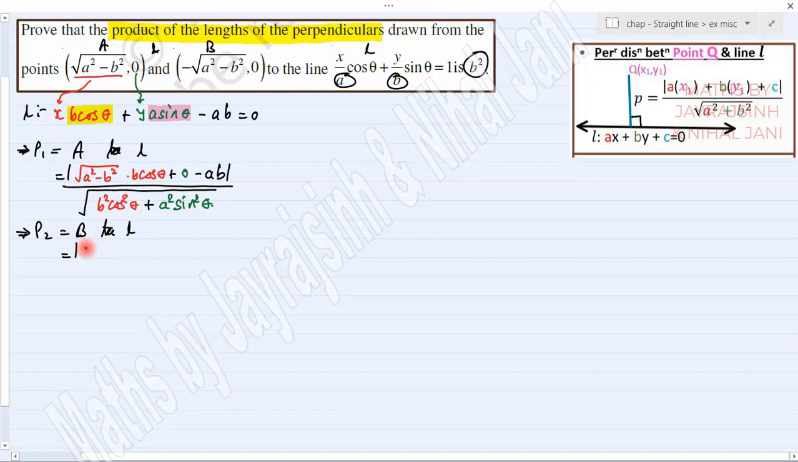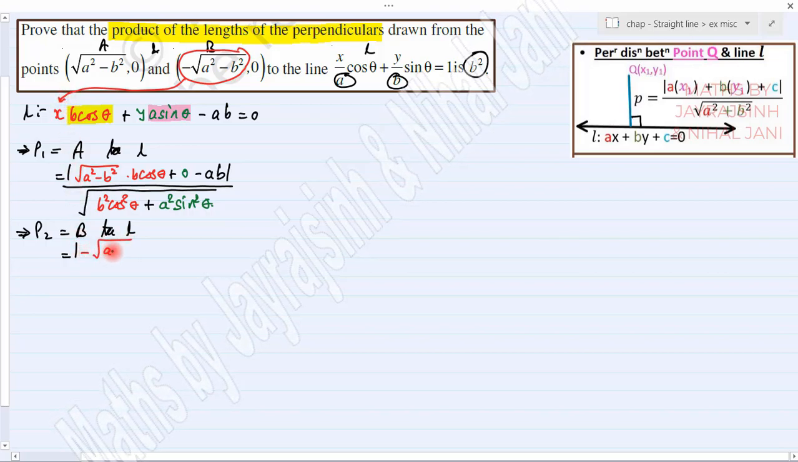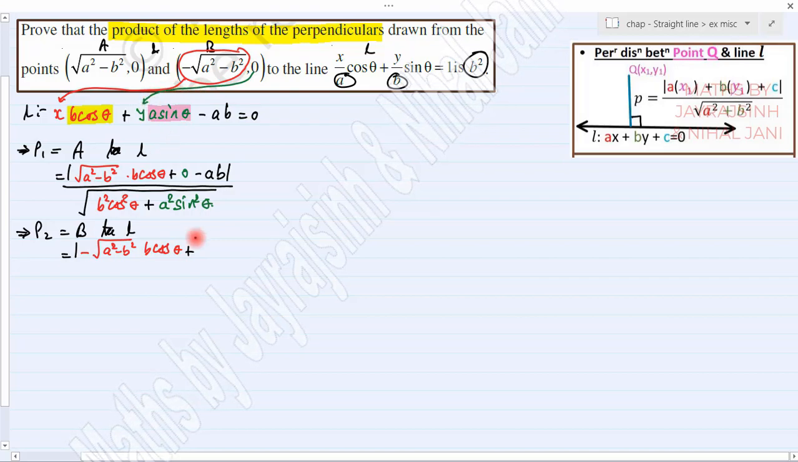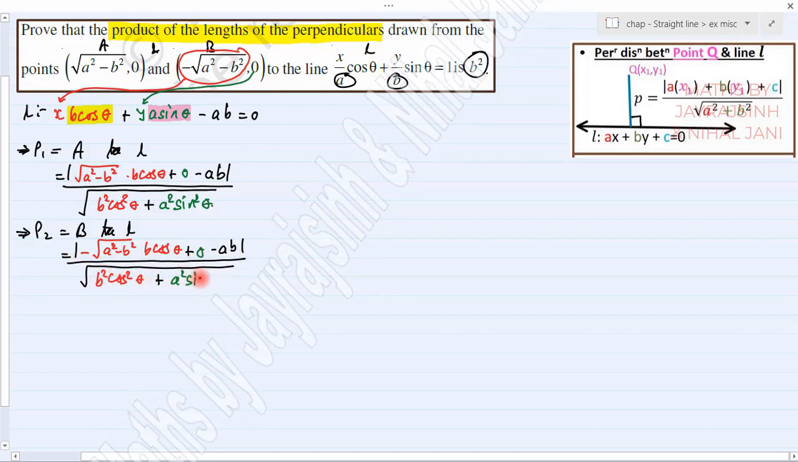So we will get mod. This time we have to substitute minus under root of a square minus b square instead of x. We will get minus under root of a square minus b square into b cos theta plus, instead of y, we have to place 0, so that will be 0. Minus ab will be as it is, upon under root of coefficient of x square plus coefficient of y square. So we get our P1 and P2.